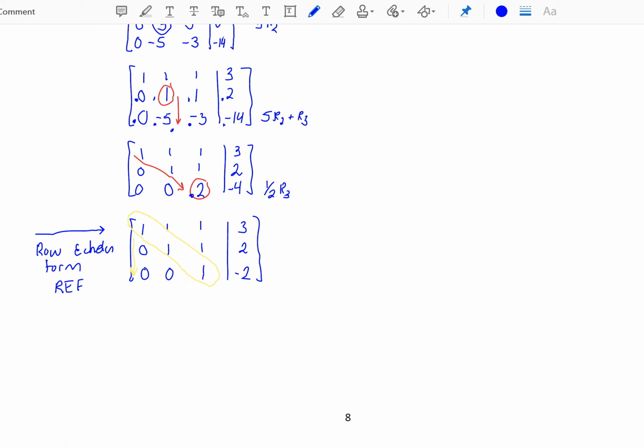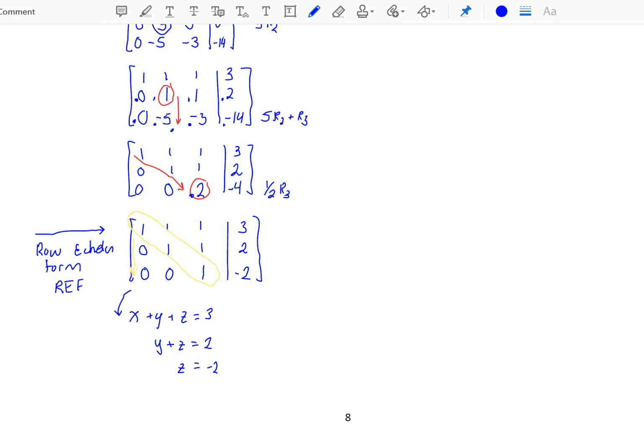Row echelon form has a lot of applications to it. I will not stop here, but just so you can see the application of this step, is that this augmented matrix could be rewritten as a system of equations that would look something like x plus y plus z equals 3, x plus y equals 2. Oh, not x plus y. My bad. Let me fix that. It was y plus z equals 2, or z equals -2.